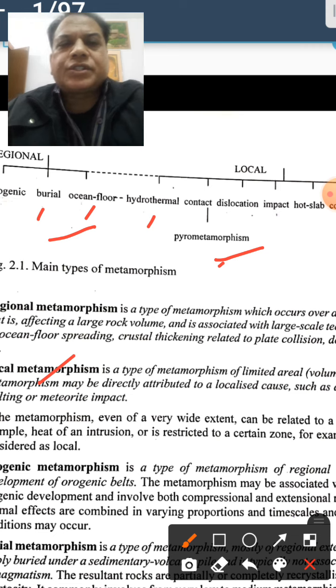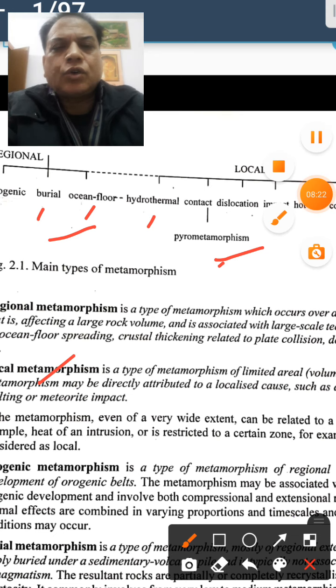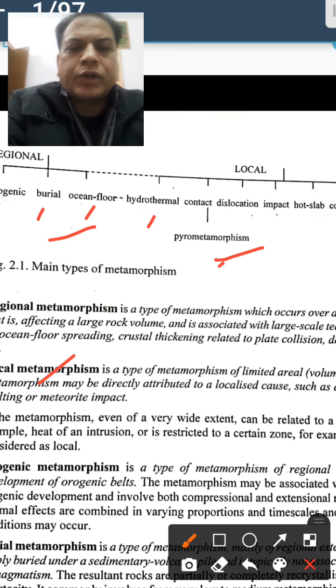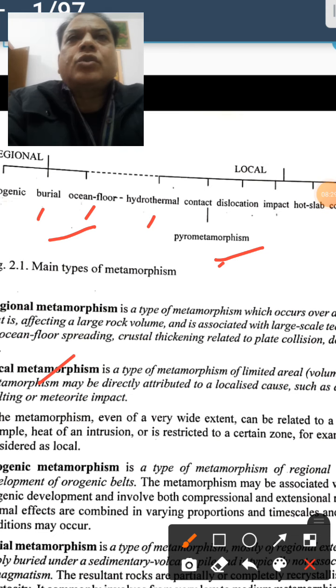Whenever you come across this term, don't get confused. As far as the classification of types of metamorphism is concerned, you should be very clear, because these are local effects, and so naturally a part of local metamorphism. Other types of local metamorphism may be due to magmatic intrusion, or by this sort of impact of a meteorite.